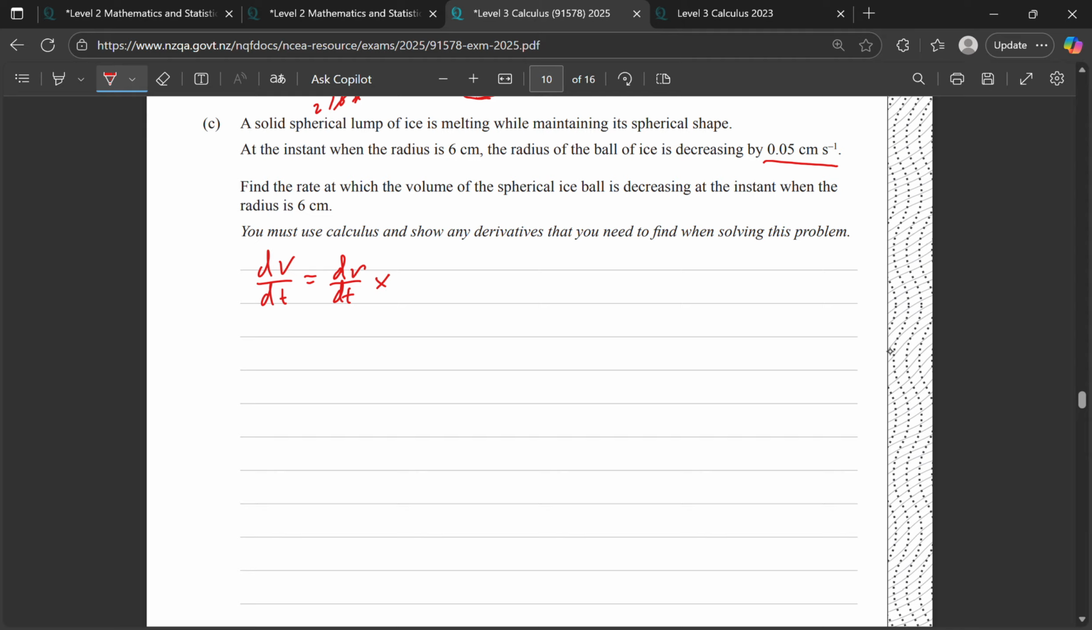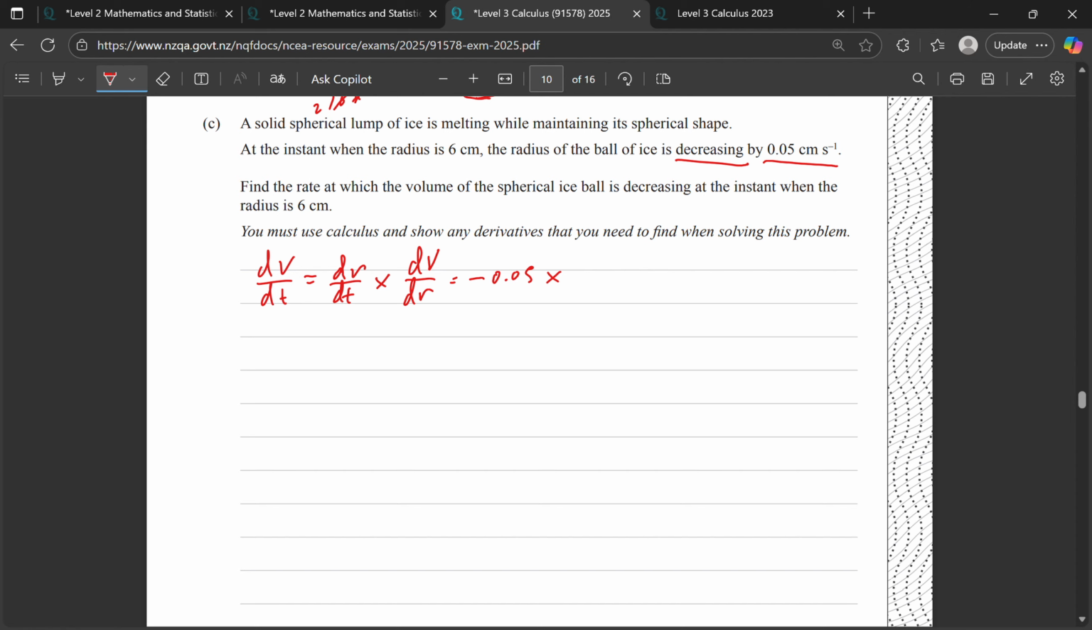And to get rid of dr, there should be dr there and dV, right? So that way we can achieve dV/dt. As I said, the dr/dt is negative because it's decreasing: minus 0.05 times, what about dV/dr? We have to find that out.